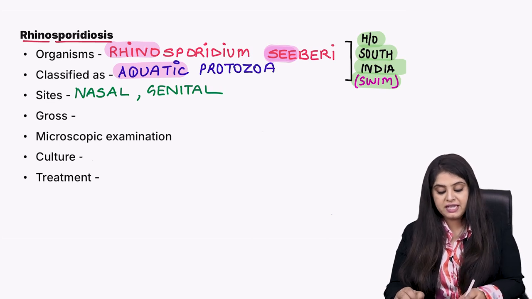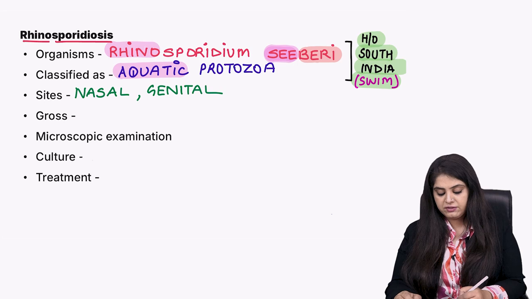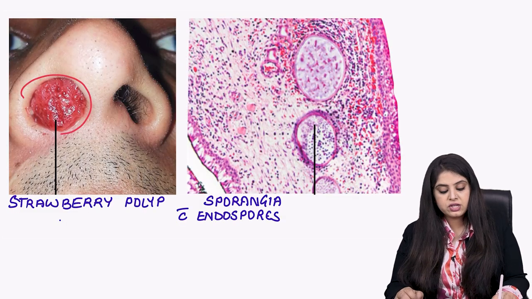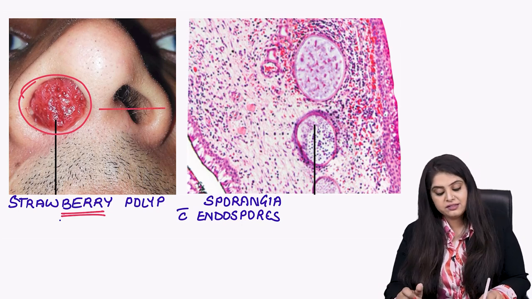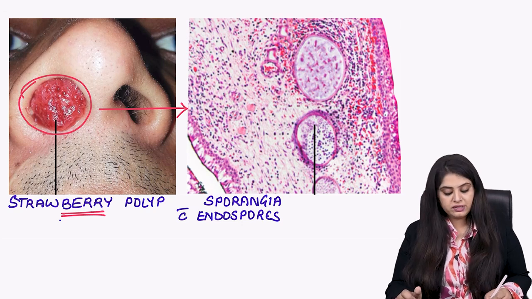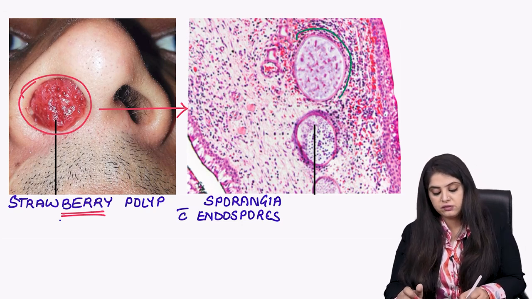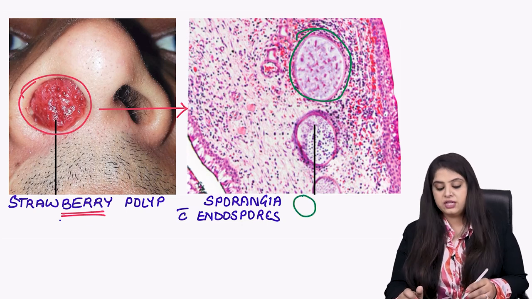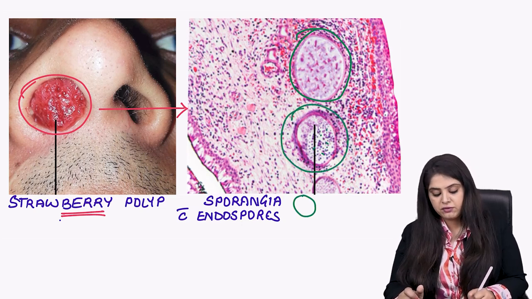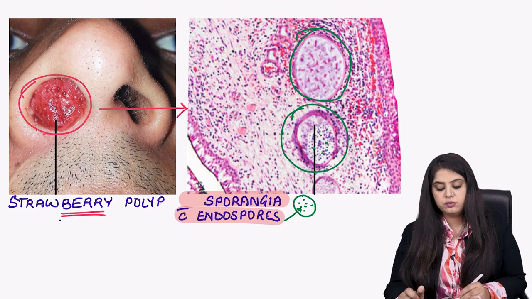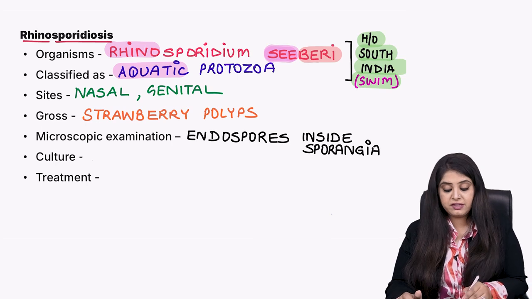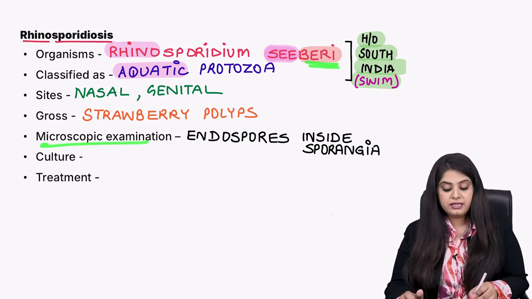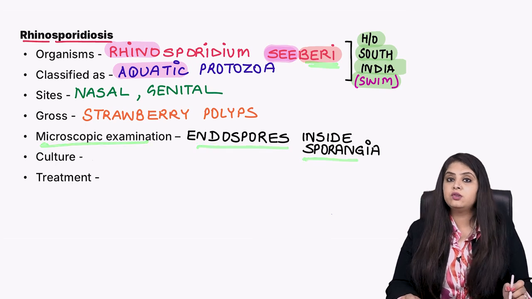Now let's go on to the berry, because what is happening in the nose? Have a look at this. In the nose you see this reddish color polyp being formed, and that is known as the strawberry polyp. When you look at this Rhinosporidium under the microscope, you can see these big structures which are known as the sporangia. Inside the sporangia, if you look carefully, you can see some small spores. Those are known as endospores. So it shows you sporangia with endospores. Repeating, grossly it shows you the strawberry appearance, that is why C berry, and microscopically there are going to be sporangia inside which endospores are present.